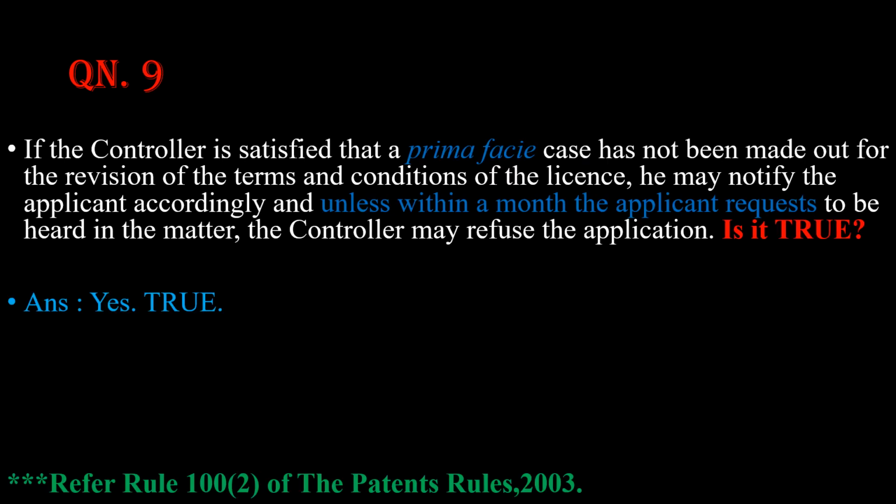Question number 9. If the controller is satisfied that a prima facie case has not been made out for the revision of the terms and conditions of the license, he may notify the applicant accordingly, and unless within a month the applicant requests to be heard in this matter, the controller may refuse the application. Here actually the criteria or the situation for refusing the application is mentioned. So is this statement true? Answer is yes, true. For this, please refer Rule 100 Sub-Rule 2 of the Patents Rules 2003.